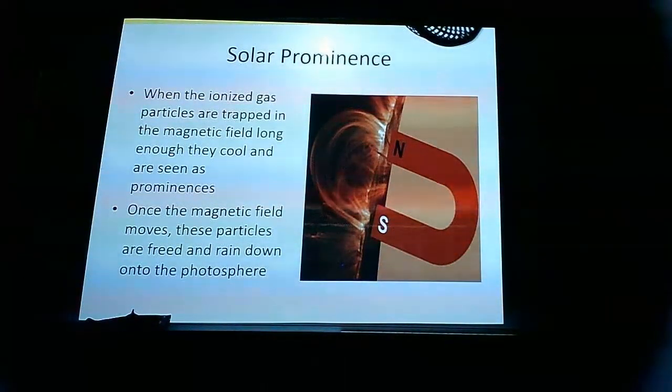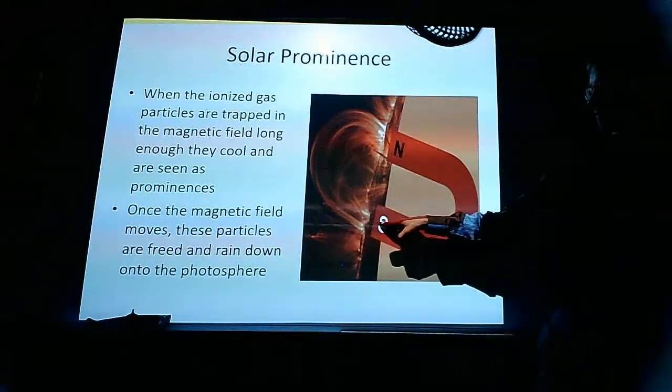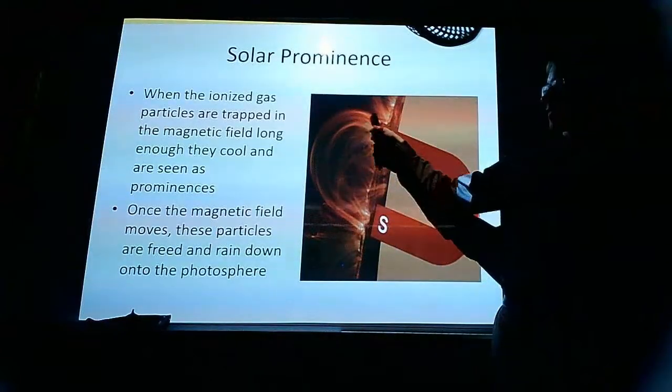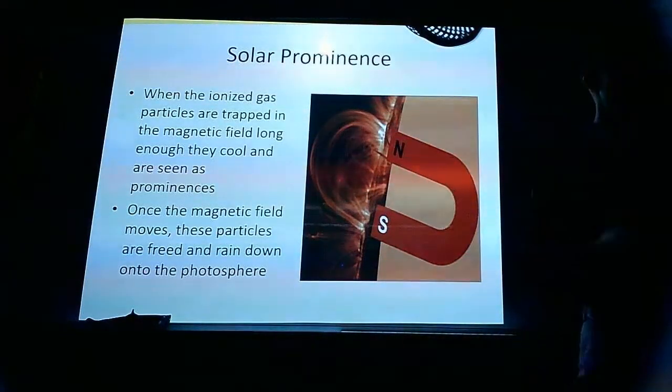And the picture on the right is a prominence. You've got these particles that are trapped inside the magnetic field of the sun there, and that's what you're seeing. You're seeing that super hot ionized plasma being trapped in those lines.